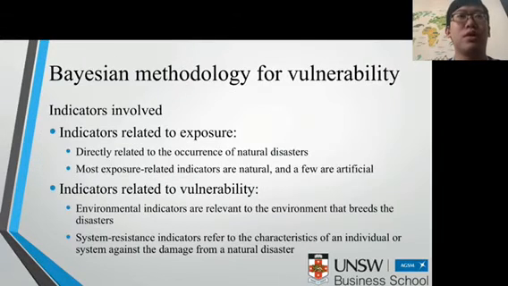To talk about the Bayesian network methodology for vulnerability, firstly, we need to know the indicators involved. There are two types of indicators. The indicators related to exposure are directly related to the occurrence of natural disasters, in which most are natural and a few are artificial. The indicators related to vulnerability include environmental indicators and system-resistant indicators.